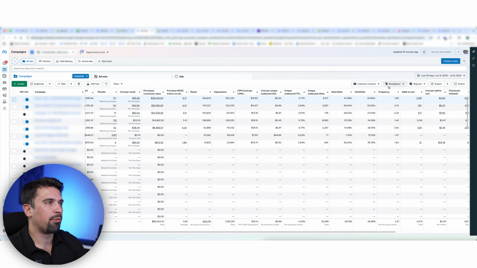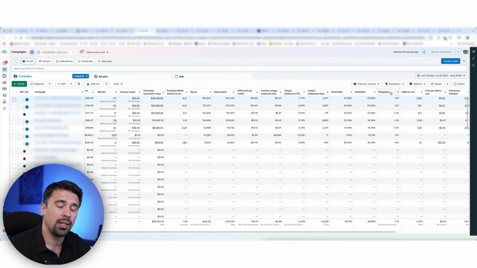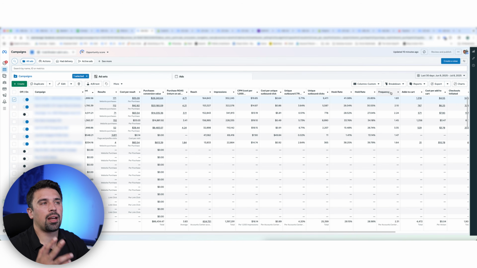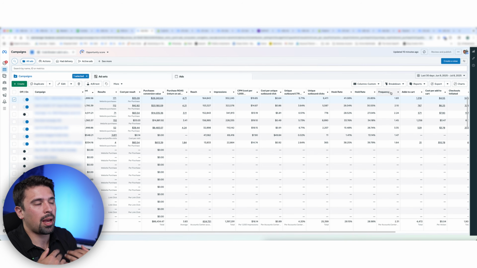Also, don't forget about frequency, right? I don't look at frequency that much, but in general, if you see your frequency skyrocketing, then maybe you're doing a lot of retargeting, and you might be burning through a limited-size audience or something like that. Just something to keep an eye on there too. But it's not that common, not that big a deal in my opinion.